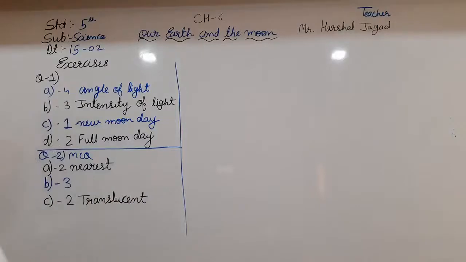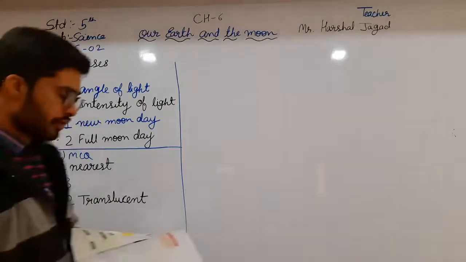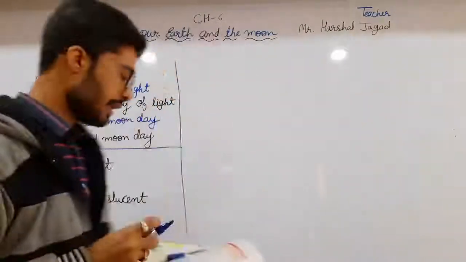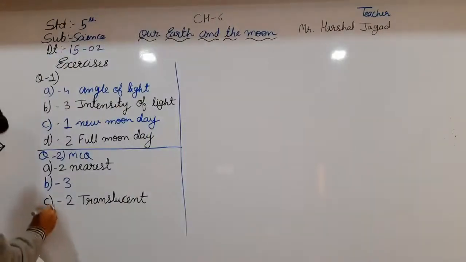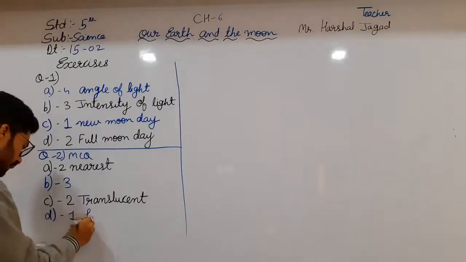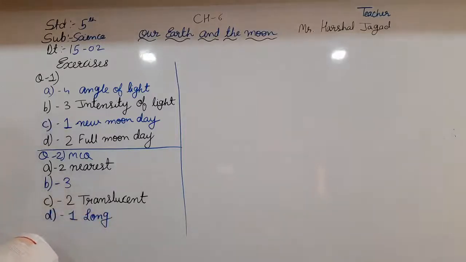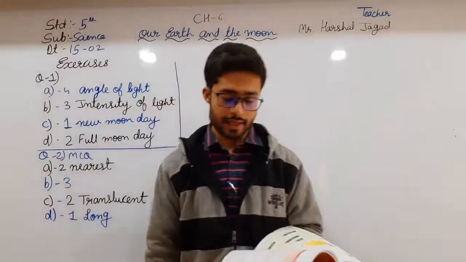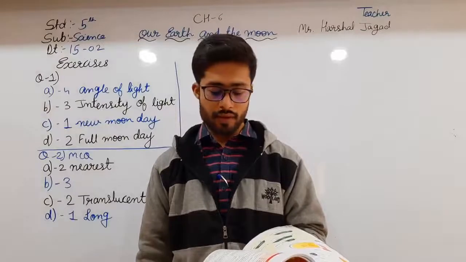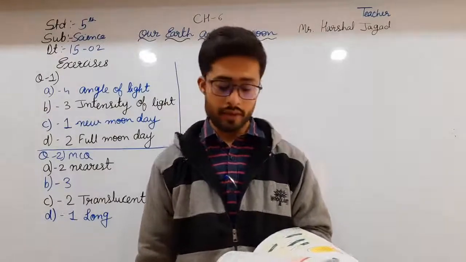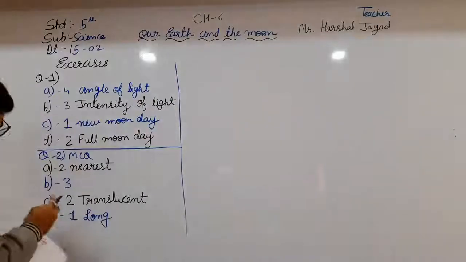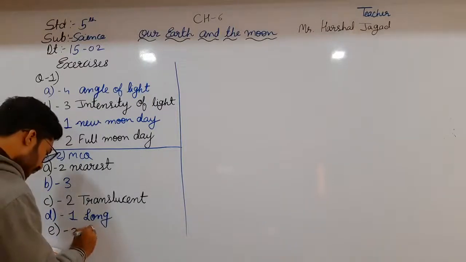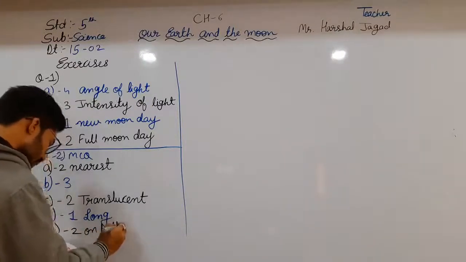Translucent. D, early in the morning your shadow is dash, long, short or the same height as you. So here it will be D, that is long. Then coming to E, a lunar eclipse occurs on dash day: on a new moon day, on a full moon, or neither on full moon nor on a new moon. So here it will be E, that is 2, on full moon.